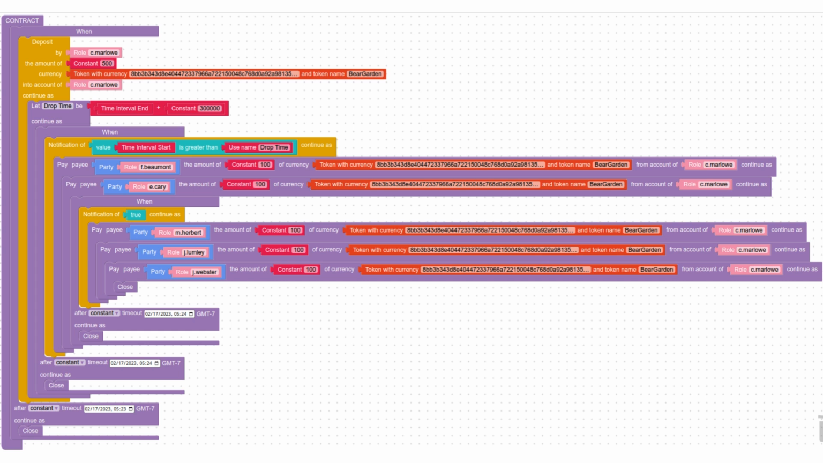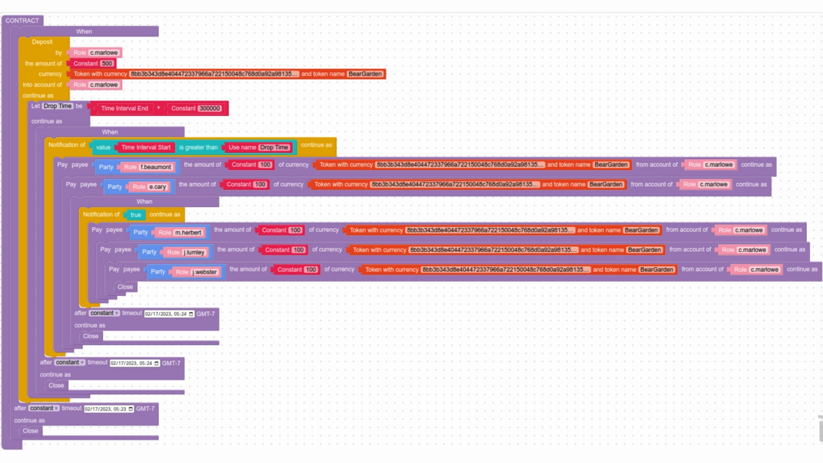First, Christopher Marlowe creates the contract on the blockchain. He then deposits 500 Bear Garden tokens into this contract, which will be distributed to 5 different recipients. After a 10-minute waiting period, Christopher initiates the distribution. Due to execution cost limitations, he must split the distribution into 2 separate notification transactions. The first notification triggers payments to some recipients, while the second completes the remaining payments.